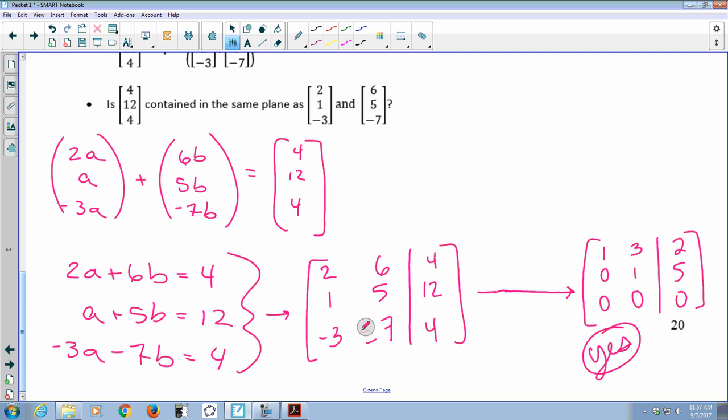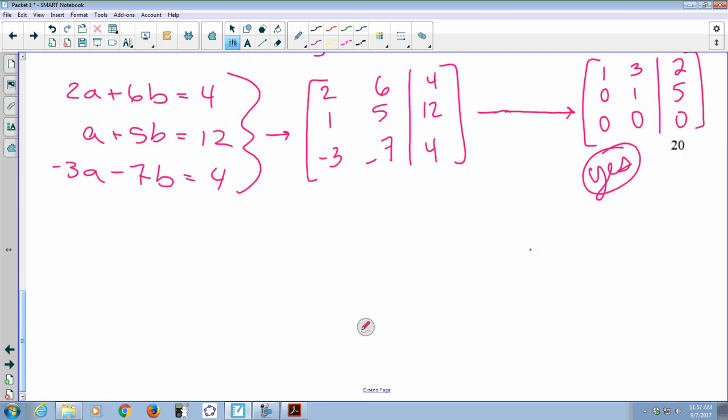These two vectors, there is a linear combination of those two that makes 4, 12, 4. Right, so if I finished, I would get A is negative 13, B is 5. And those are the scalars you would use to make the linear combination.